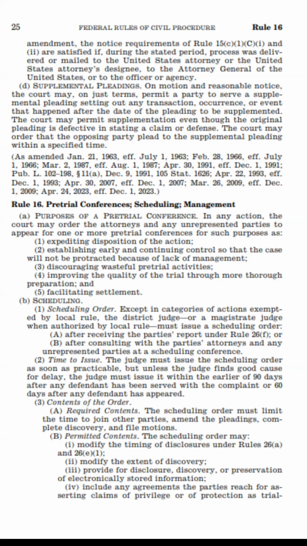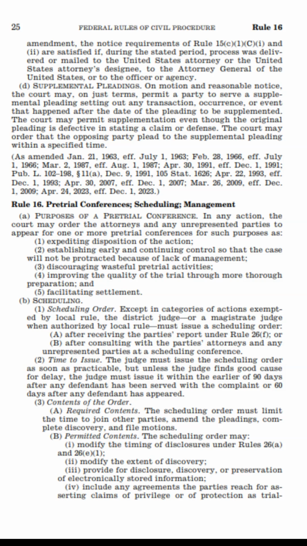Rule 16. Pretrial conferences, scheduling, management. A. Purposes of a pretrial conference. In any action, the court may order the attorneys and any unrepresented parties to appear for one or more pretrial conferences for such purposes as 1. Expediting disposition of the action. 2. Establishing early and continuing control so that the case will not be protracted because of lack of management. 3. Discouraging wasteful pretrial activities. 4. Improving the quality of the trial through more thorough preparation. And 5. Facilitating settlement.